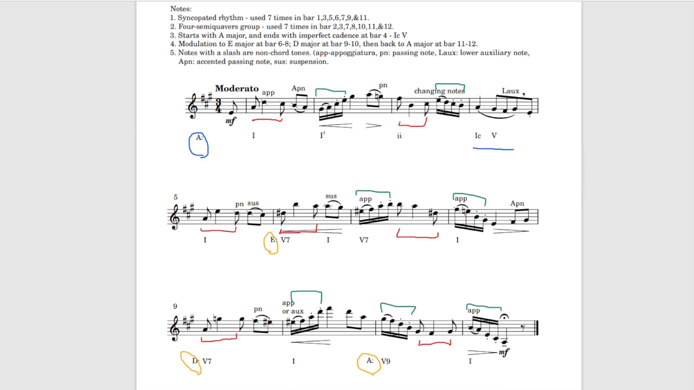Now let's listen to the composition. You may learn how to compose one by yourself or just appreciate good melody writing.